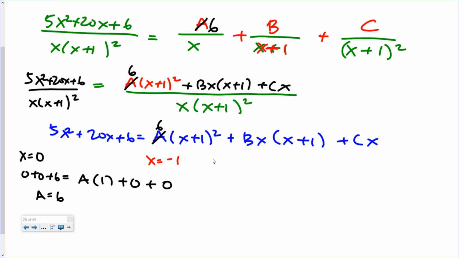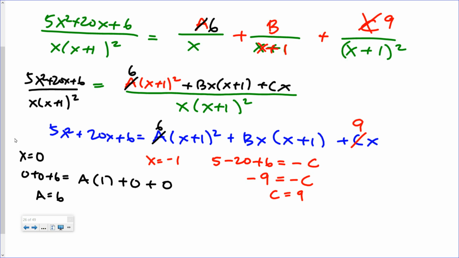If x is negative 1, I'll get 5 times positive 1 minus 20 plus 6 is equal to, this term will wipe out, this term will wipe out, this will be negative c, so negative 20 plus 11, is that negative 9? Okay, negative 9 is equal to negative c, so did you get c is equal to 9? Okay, so if your c is 9, you can come up here to the identity and put 9. I also know that up here, my c is 9.